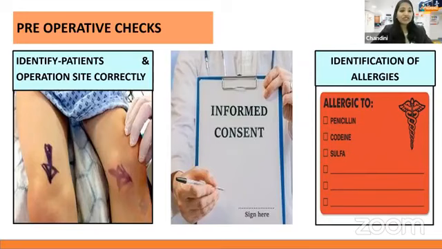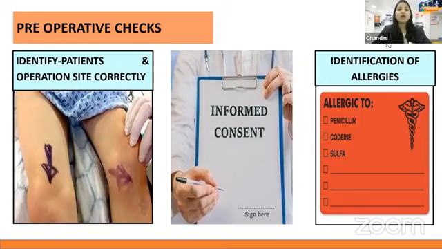I would like to emphasize identifying patients correctly with 2 identifiers, as per your hospital policy. The other important thing is the correct site. Site marking is very important, and it will be done by the surgeon or a surgical team member. We have heard many times that the right side was supposed to be operated on, but the left side was operated on. These sentinel events can be prevented with this proper check.